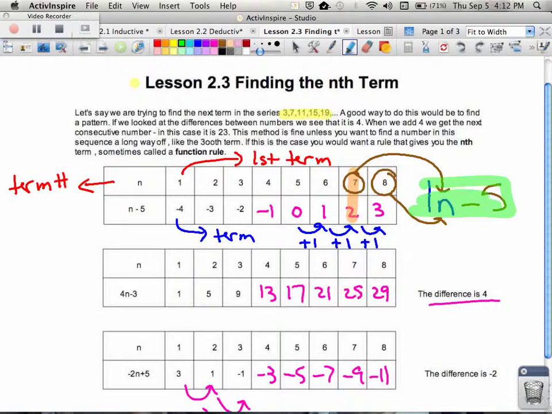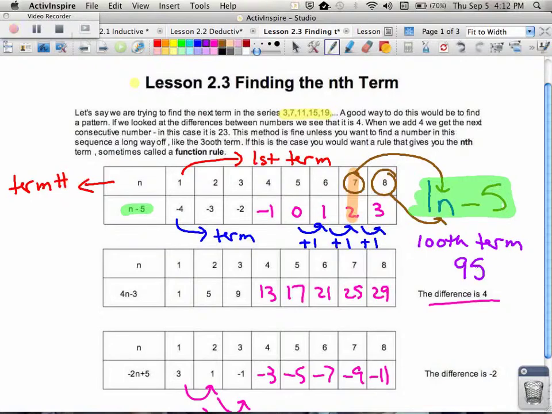So this is the rule that will find any term in your pattern box by plugging in which term you want. Notice that that rule was right here, n minus 5. So for example, in this very first chart box, if I said, hey, let's find the 100th term, that means if I shove the 100 in for n, I would have 1 times 100, which is 100, take away 5, and I would get 95.